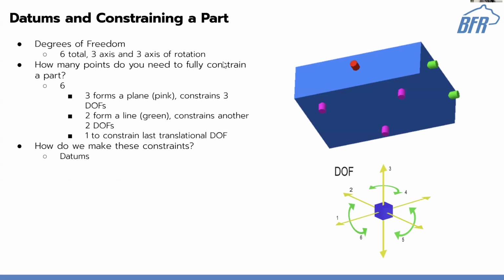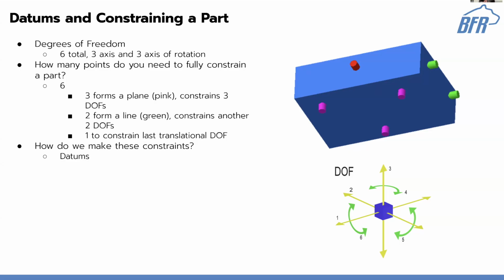Datums and constraining a part. Like I mentioned earlier about degrees of freedom, there's 6 total degrees of freedom, or ways a part can move. There's 3 translational ones, right? There's your 3 axes that you can move a part along, your X, Y, and Z. And then each of those can also be an axis of rotation, right? I can rotate about any one of those axes.